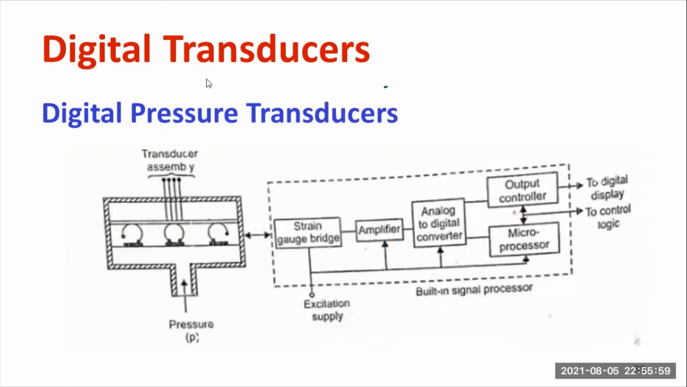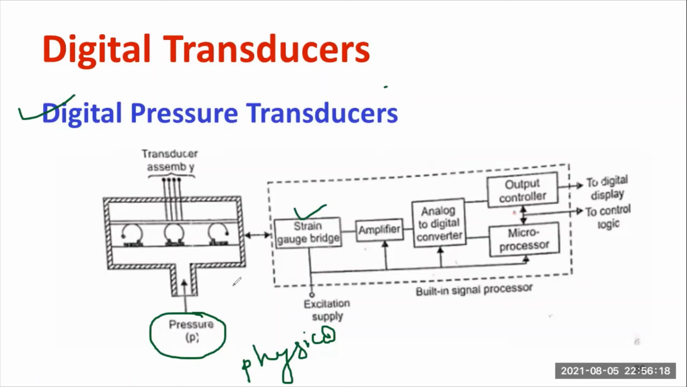One more type of digital transducer is termed the digital pressure transducer. Here, pressure is a physical quantity, correct? I want to measure the magnitude of pressure, force per area, Newton per meter square. And we are using a strain gauge.